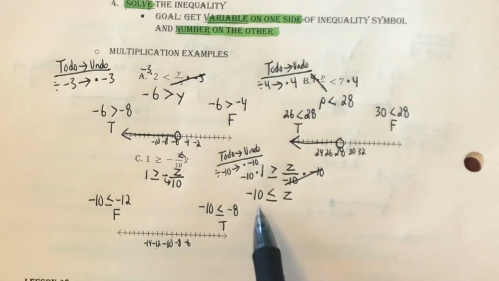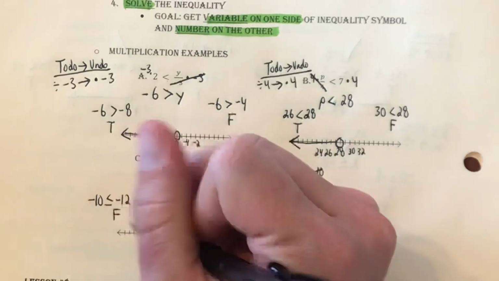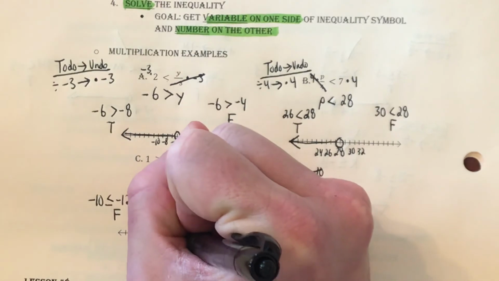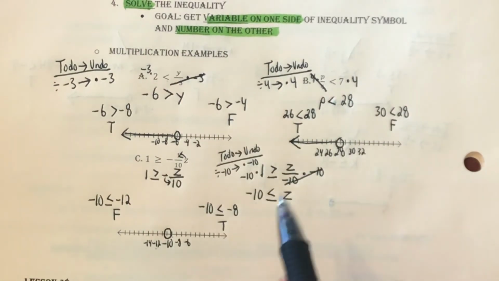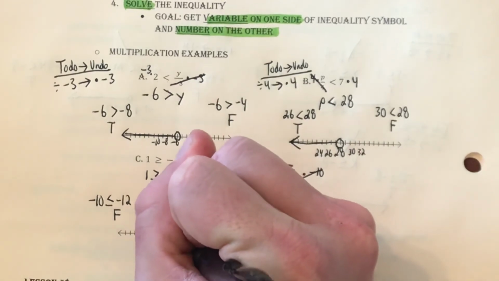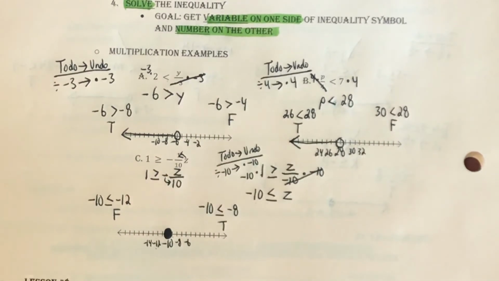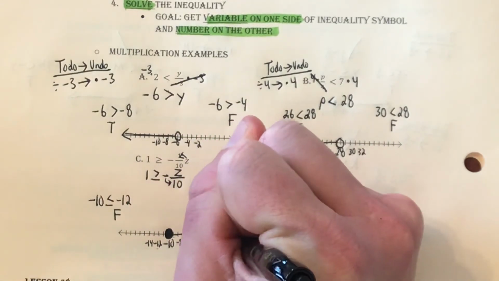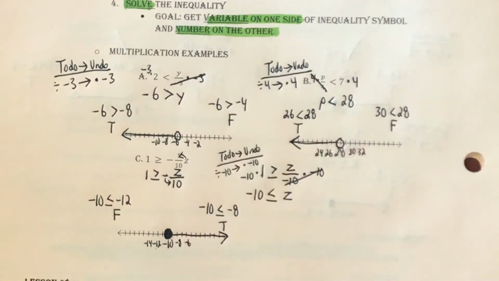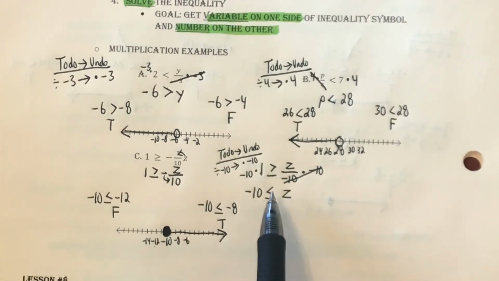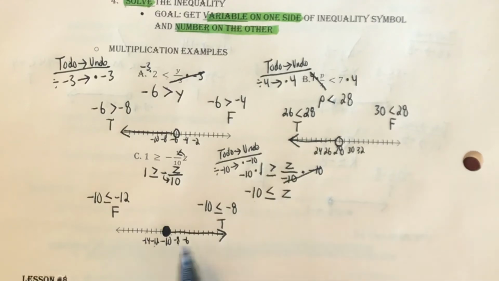All right, well now we need to come back to -10, and we need to draw our circle. So -10 right here, draw our circle. Is there any portion of an equals to sign? Yes, there is. So that means this is filled in. And then last part, draw our arrow moving towards the true side, which was the right side of the number line. And an arrow at the end. So final answer is -10 is less than or equal to z, and this would be how we graph it.